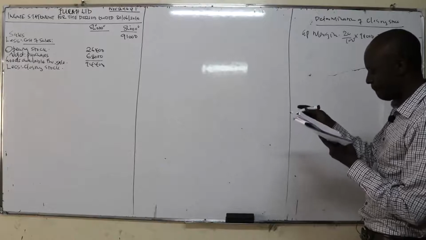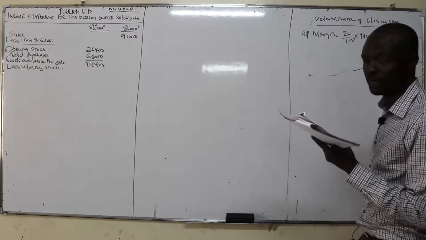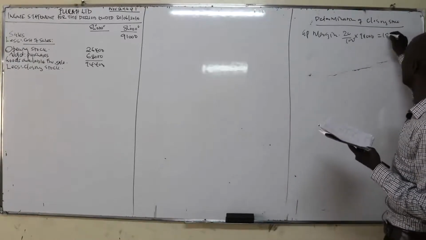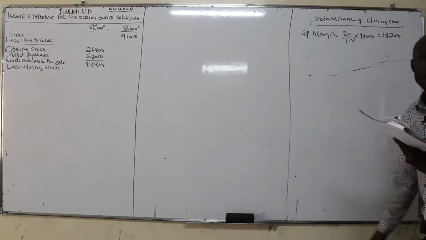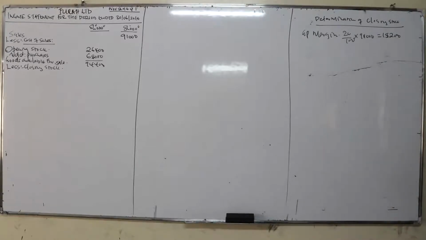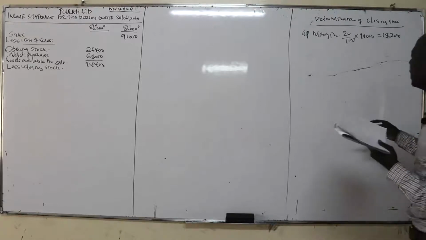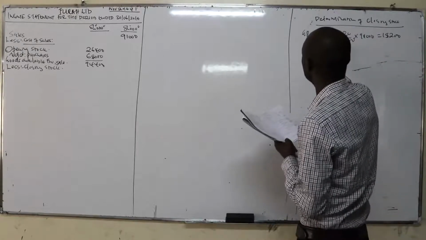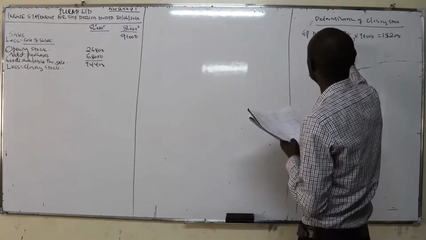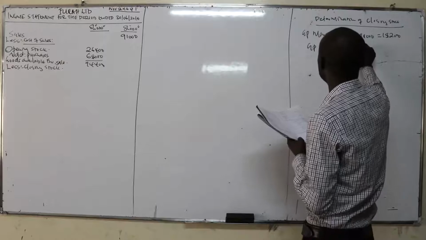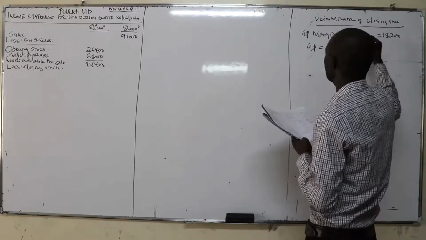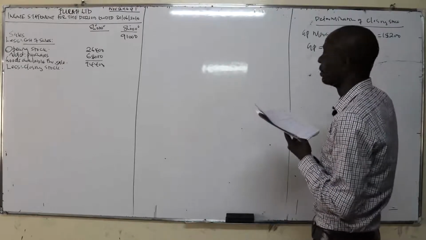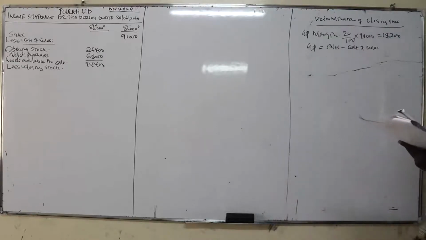18,200. Everybody is in agreement. 18,200, isn't it? So gross profit is sales minus cost of sales, isn't it? That is the formula for getting gross profit.